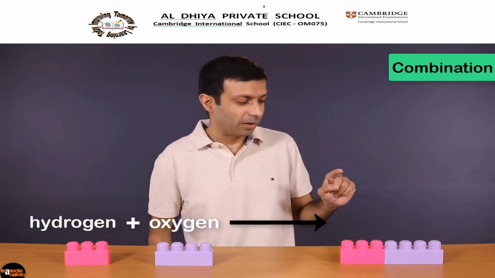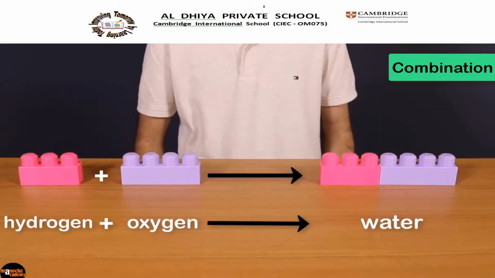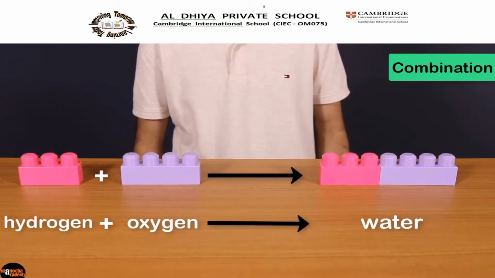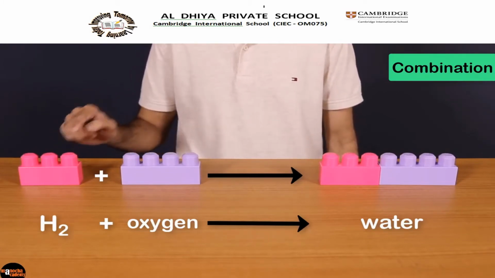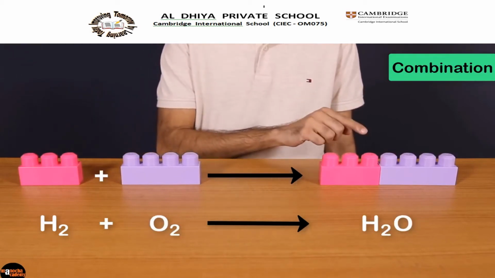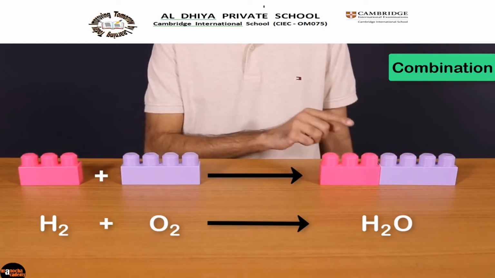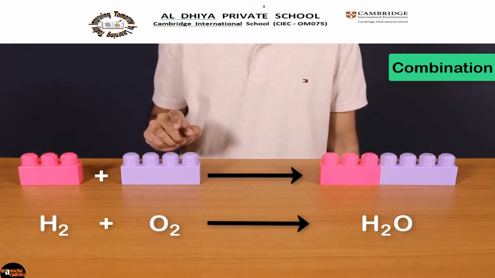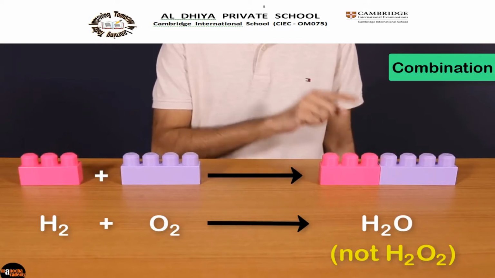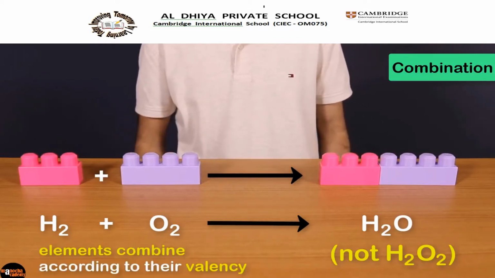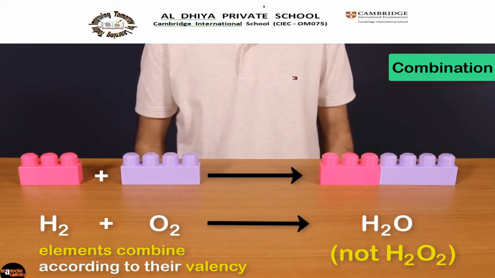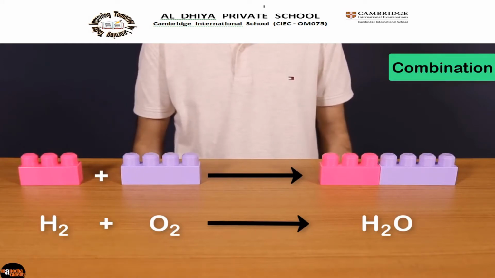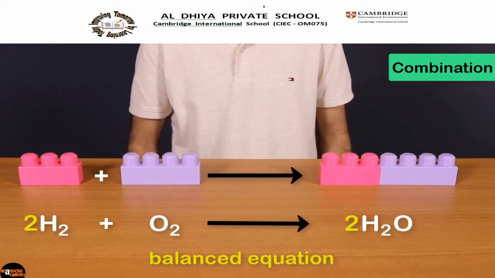Let's say this pink block here is hydrogen, and this block is oxygen. Now when they combine, we get water. This is a word equation since it's written in words. Now let's write it as a chemical equation. So we have H2 plus O2 giving us H2O. Note that the product is not a simple join of the formula of the reactants. So it's not H2O2, it's H2O, because the elements combine according to their valency. Now here the equation is unbalanced. So let's go ahead and balance the equation.